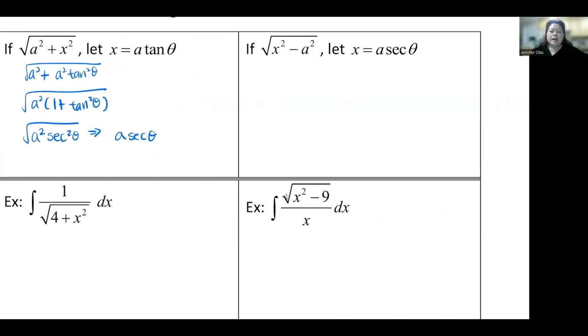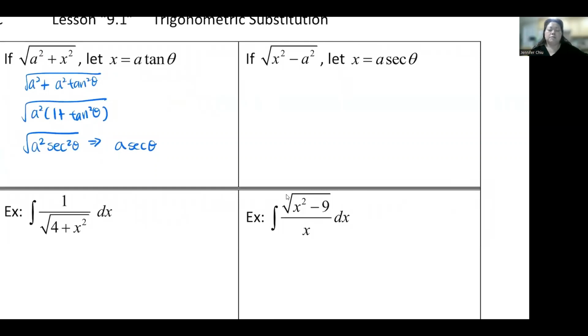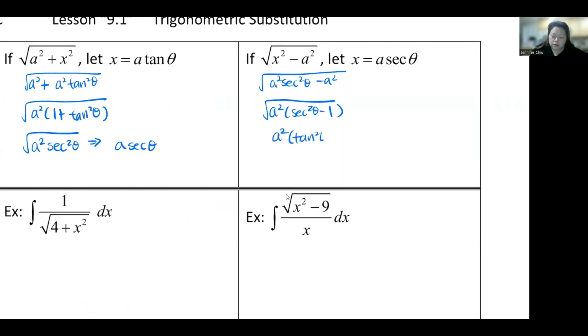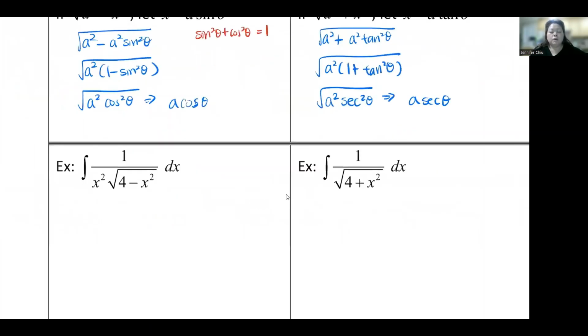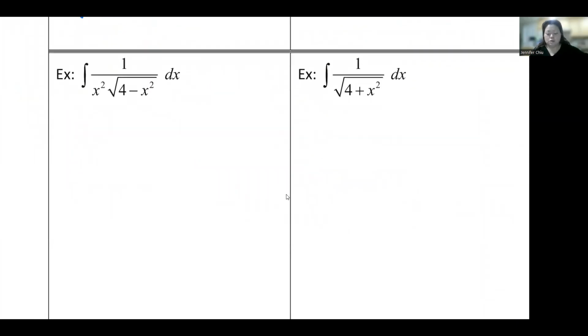Right. Lastly, if your x is positive and subtracting a perfect square, now you want to set up your x as a secant theta. So you now have a squared secant squared theta minus a squared. Factor out the a squared, you get secant squared theta minus 1. And that will conveniently transform into tangent squared theta, and this cleans up into a tangent theta. Okay, so with these three types, you should be able to work out these trig substitution problems.